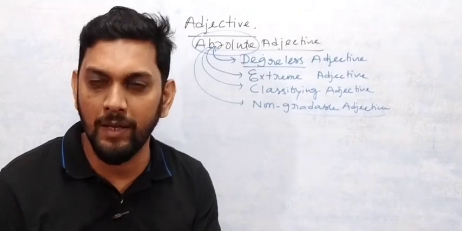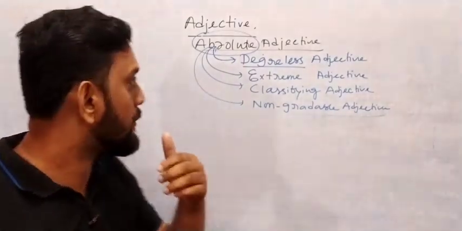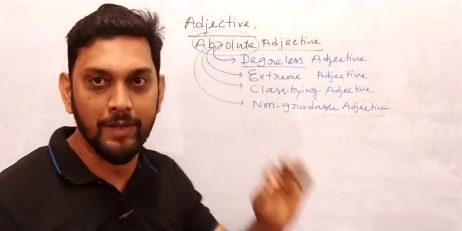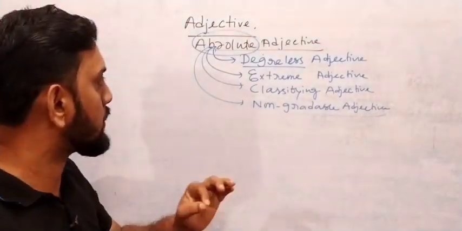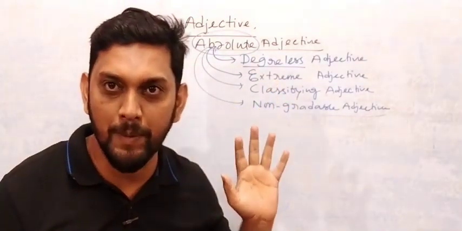Determiner we are going to study later on. Nowadays we are studying what? Qualitative adjective. And from qualitative adjective, today we are studying absolute adjective. And absolute adjective is also known as degreeless adjective, extreme adjective, classifying or non-gradable adjective. Got my point, all of you?